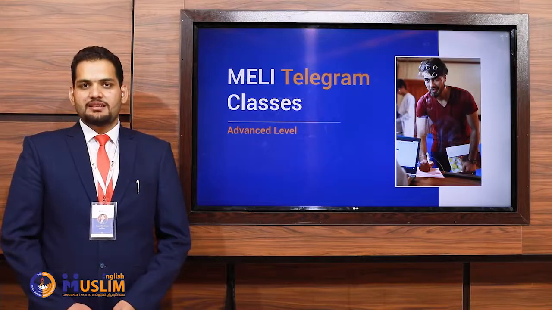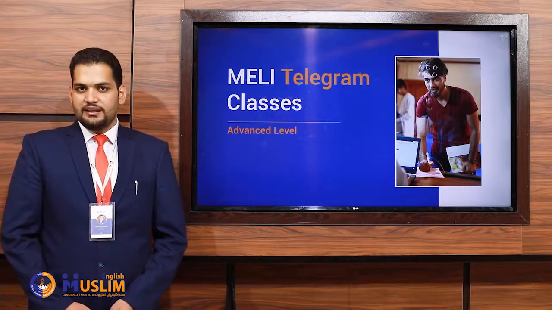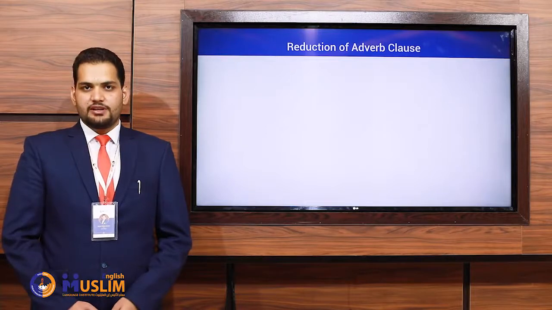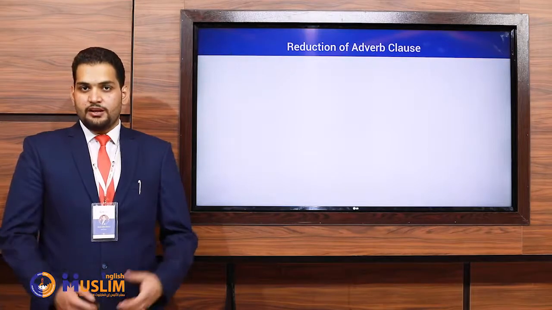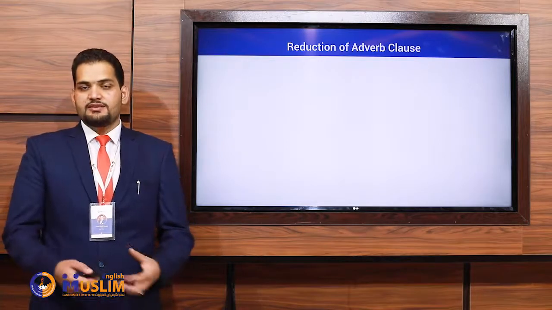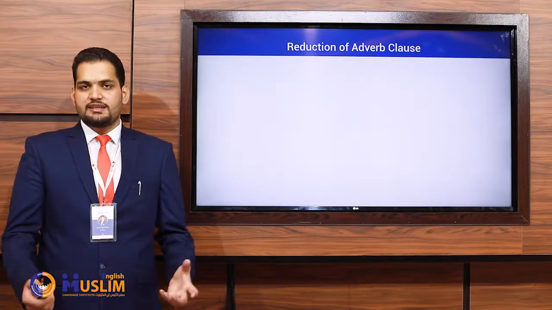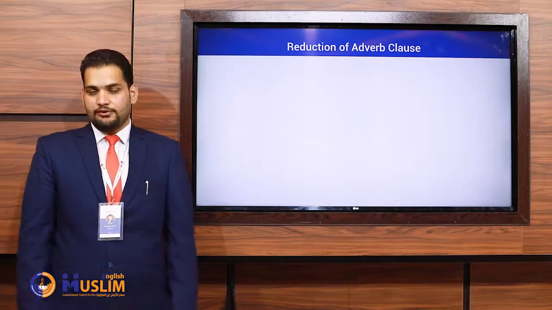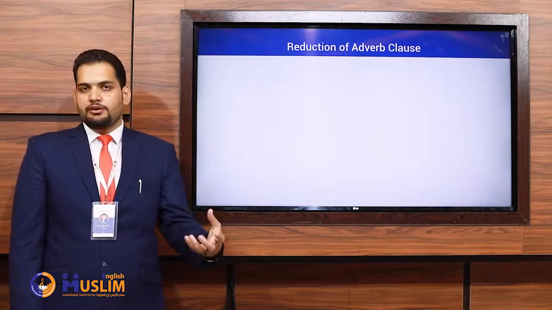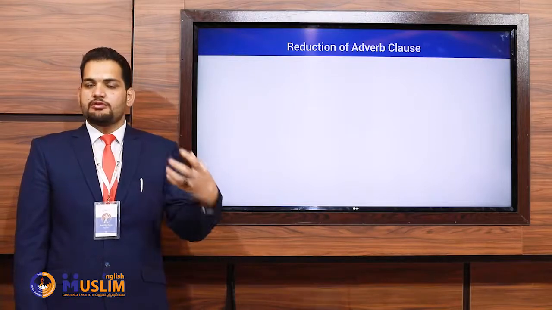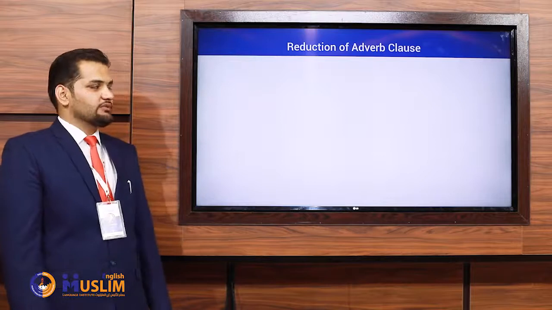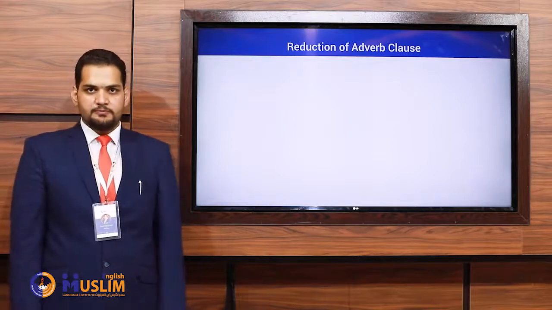This is a grammar lesson for advanced level. Today we are going to talk about reduction of adverb clause. You are already familiar with the word reduction. To reduce means to make small, because we have studied reduction of adjective clause. Whenever we reduce an adverb clause, it becomes an adverb phrase. So let's talk about some of the key points of reduction of adverb clause.